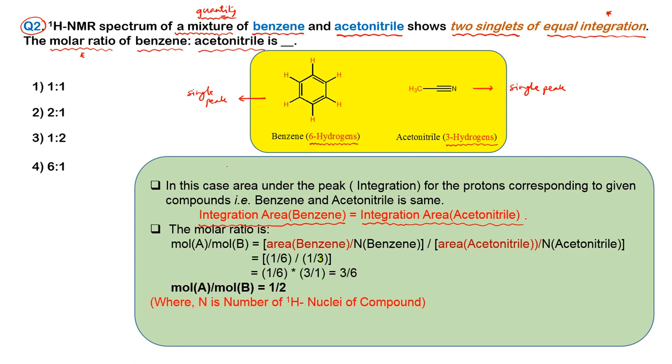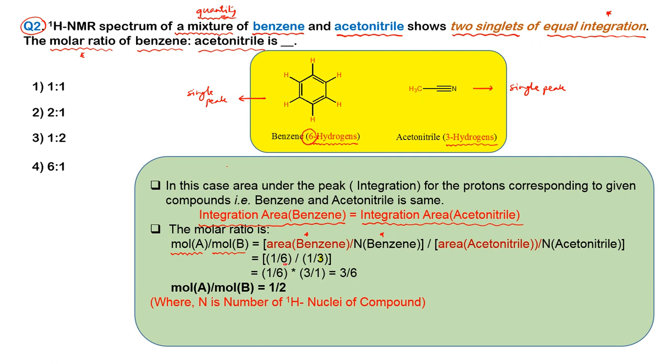The molar ratio for these two compounds, as they are recorded in NMR, can be calculated like this. The formula is the molar ratio, that is, mole of A, in this case A is benzene, and mole of B is acetonitrile. It can be calculated as the area, that is the integration of benzene, divided by the number of 1H nuclei of benzene. In this case, 6 is the number.